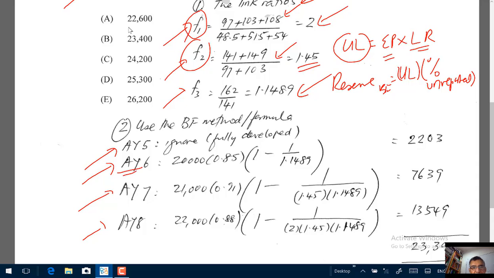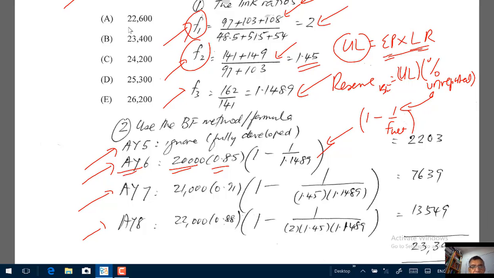For accident year 6, this will be your earned premium. Your earned premium is 20,000 multiplied by your loss ratio, like what I've written here, 0.85, and then you multiply by your percentage unreported. This one here, we learn it as 1 minus 1 over F ultimate. That's what you see here. So that's for accident year 6. Do the same for accident year 7. So when you work this out for accident year 6, plug these numbers into your calculator, you'll get 2203.